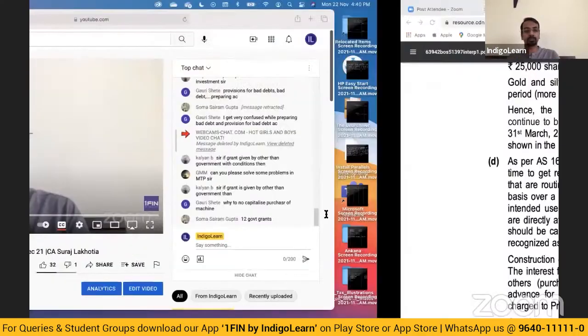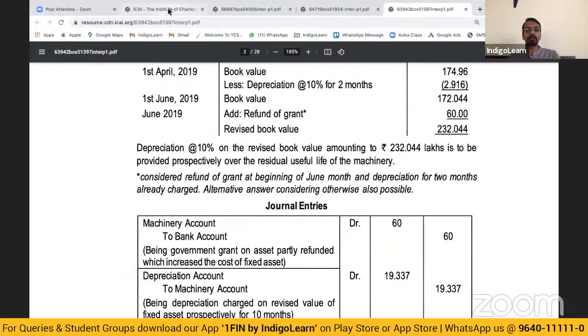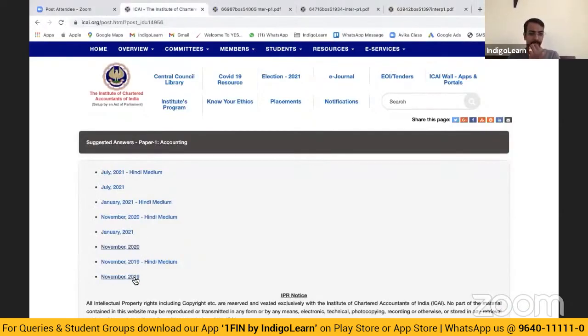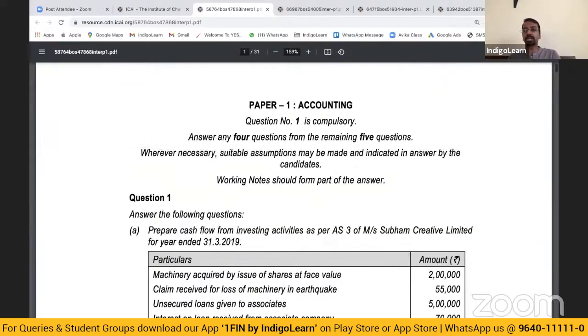MTP problems also would be similar. If you want, I have some 10-15 minutes. I can take up a couple of questions from some more past exam papers. Let me just share the screen. Okay, and just randomly I'll pick up some paper, maybe the November 19 paper. We can have a look. Older questions are not there.